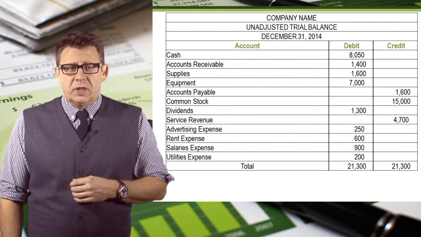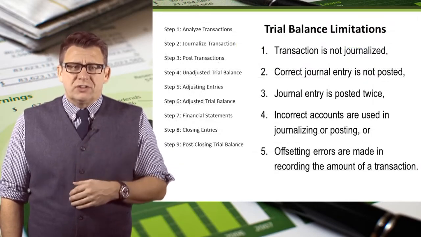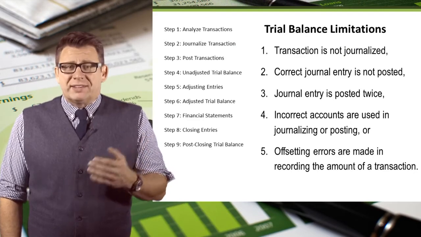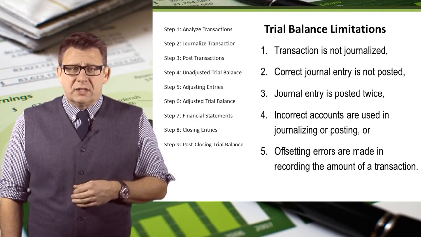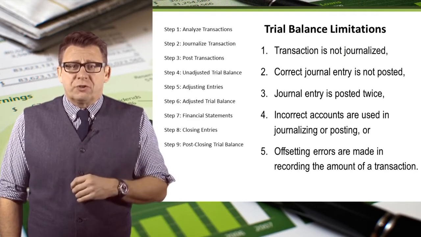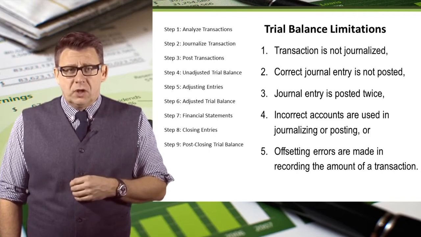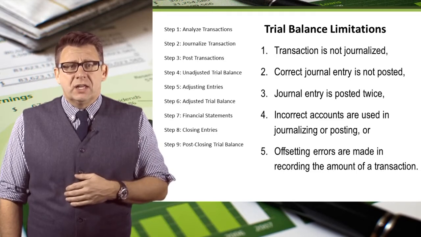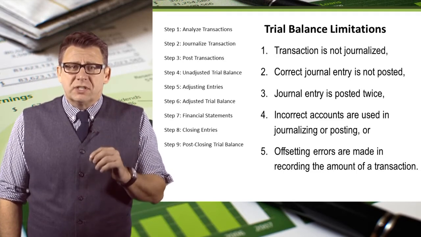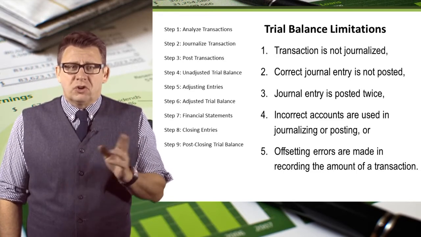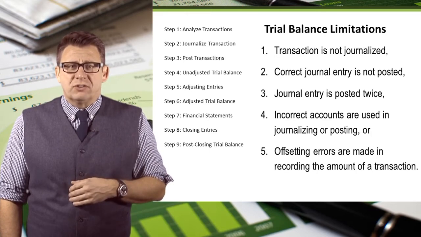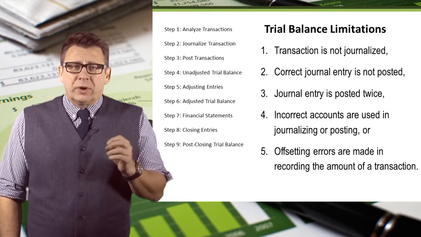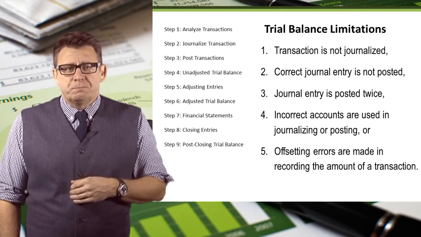some of them. So there are limitations to the trial balance, including some transactions may not have been journalized. The correct journal entry might not have been posted. A journal entry may have been entered or posted twice. Incorrect accounts may have been used in the journalizing or posting of transactions. Or offsetting errors are made in the recording of the transactions.